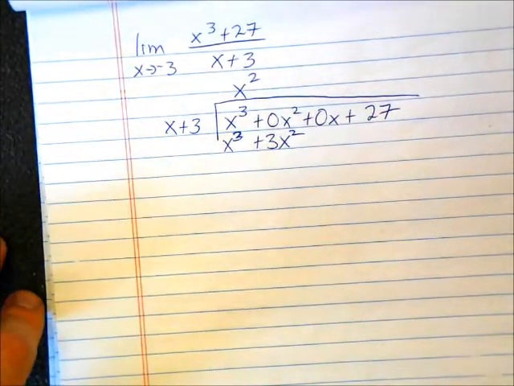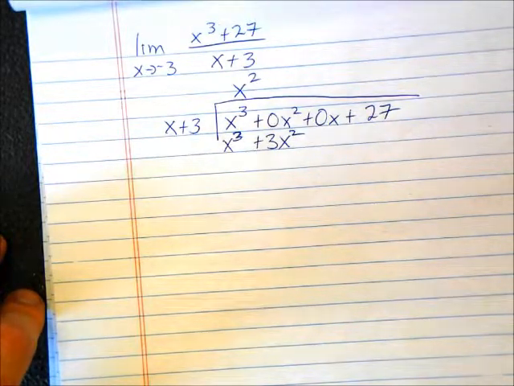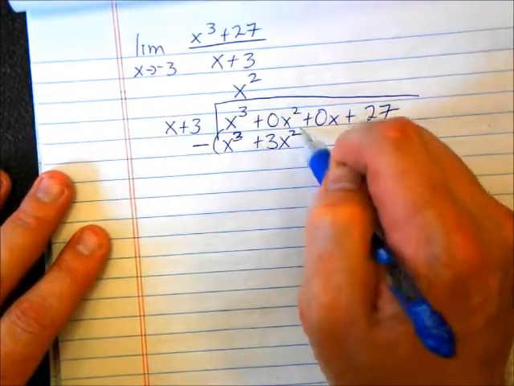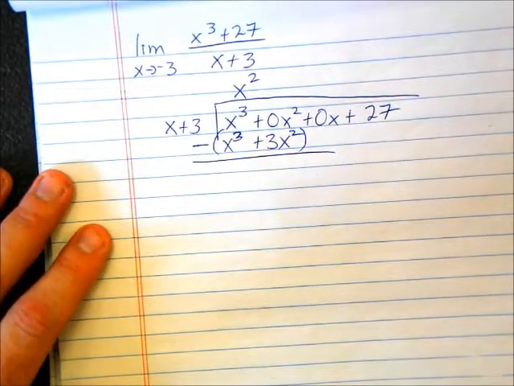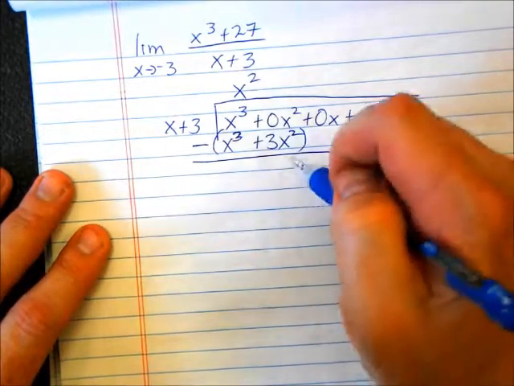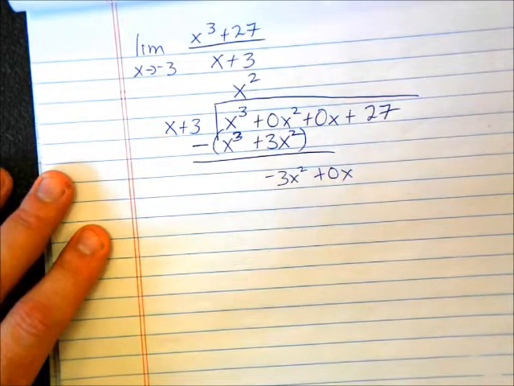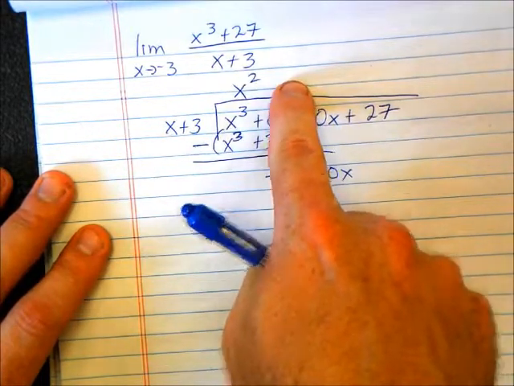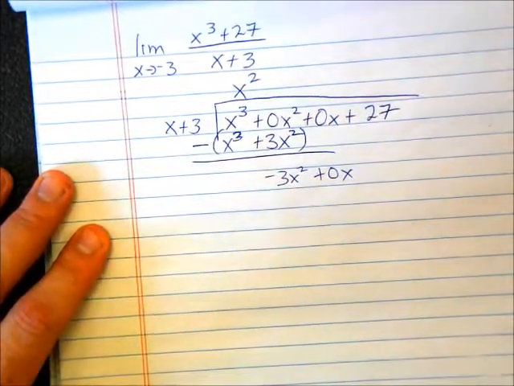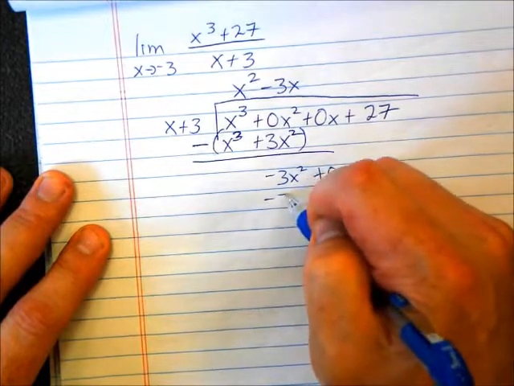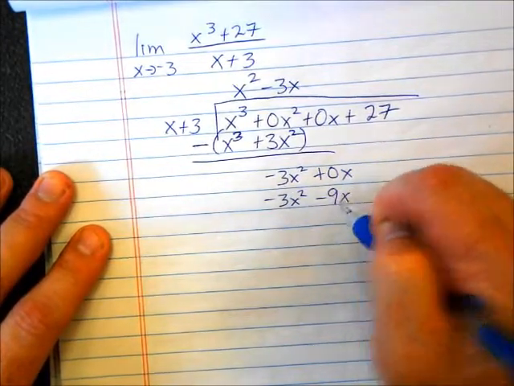So it's long division just like you learned back in, I don't know, second grade, third grade, except it was letters instead of just numbers, which is a little bit more confusing. Then you subtract. And what do you get when you subtract? Negative 3x squared. And then you bring down the 0x. What times x will give you negative 3x squared? Negative 3x. So that's negative 3x squared minus 9x.